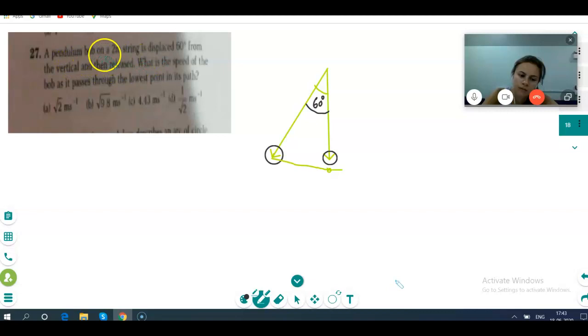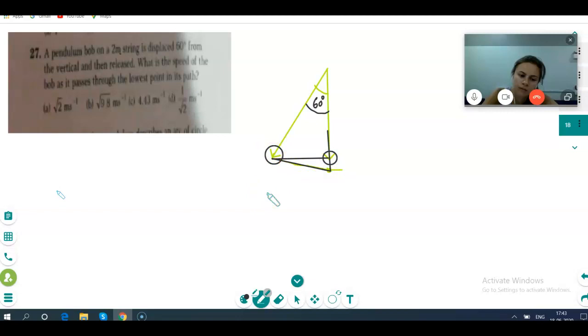A pendulum bob on a 2 meter string is displaced 60 degrees from the vertical and then released. What is the speed of the bob when it passes through the lowest point of its path? Do you have an idea how to do this? Basically this is the conservation of energy. Conservation of energy.